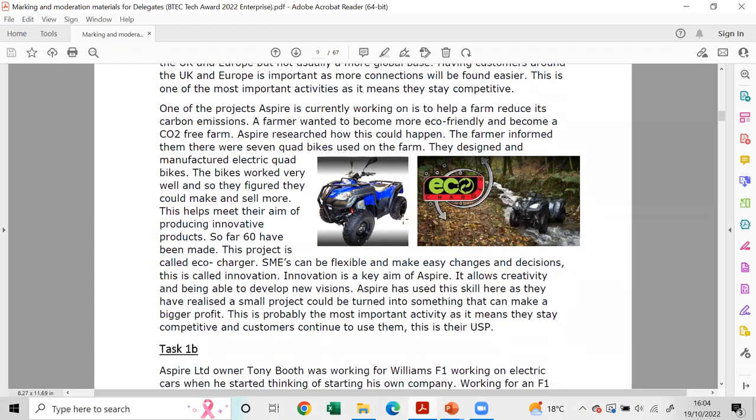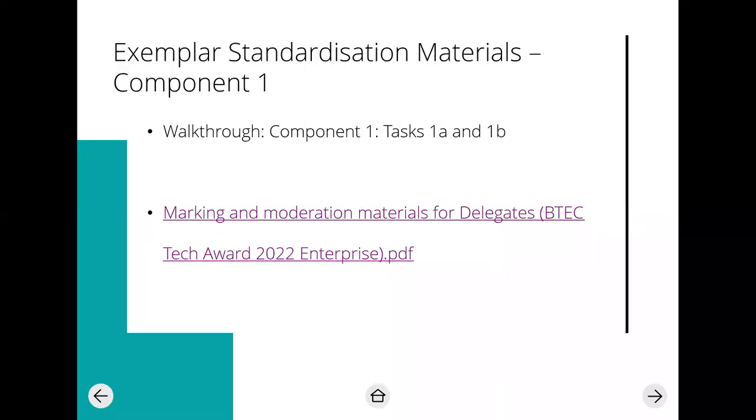In terms of this last paragraph, where they've talked about the farm, that actually shows good understanding of the service. They have explained that quite well. There is a clear link to the aim of this innovative product, and that bit is mostly developed and mostly logical. They've used examples. There are also further developed reasons as to how the enterprise innovates.